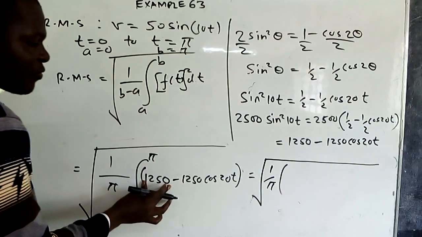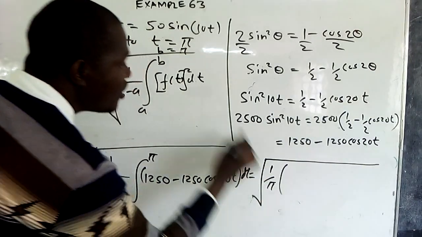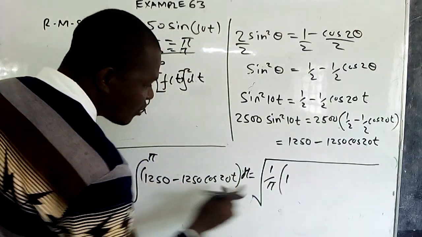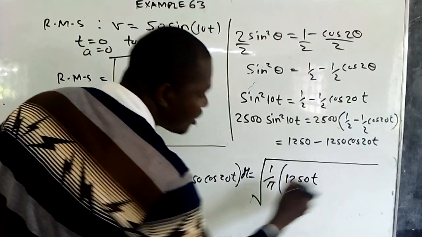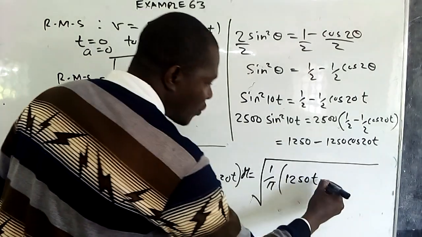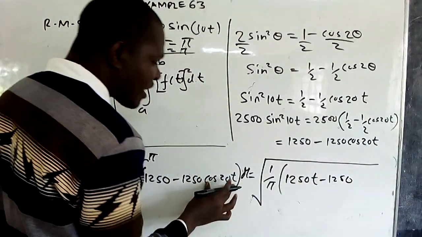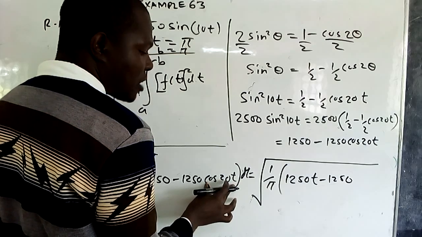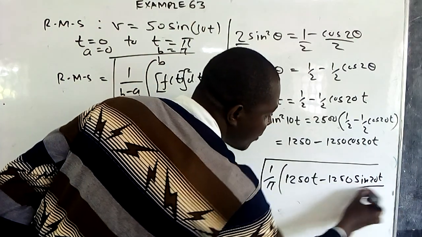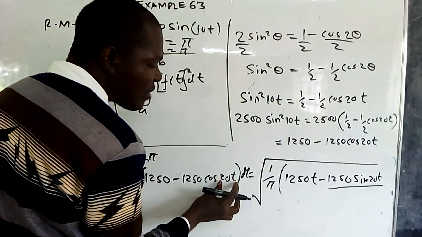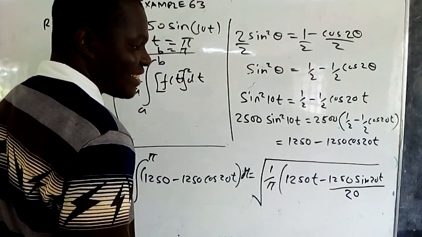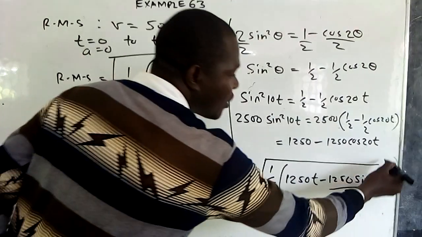If you integrate 1250 with respect to t, remember, your dt is there, isn't it? If you integrate 1250, you get 1250 t. Yes. And if you integrate this, you get negative 1250. If you integrate cos, you get positive sin, isn't it? Meaning we get sin 20t, then we divide by the derivative of the inner function. The inner function is 20t. The derivative of that constant is? 20. Isn't it? So after integrating, we put the limit.